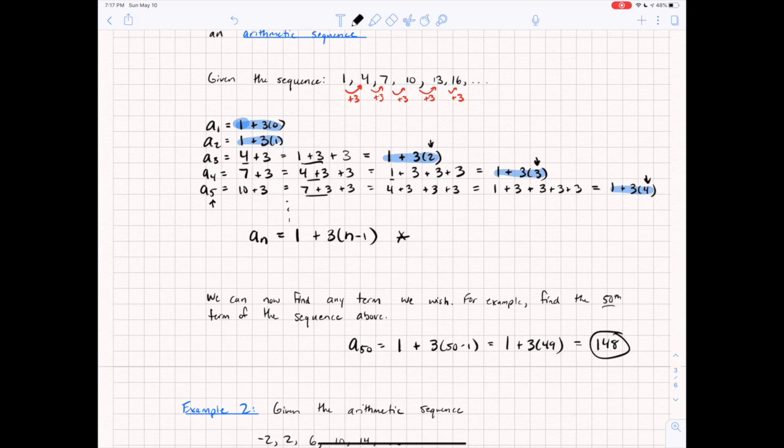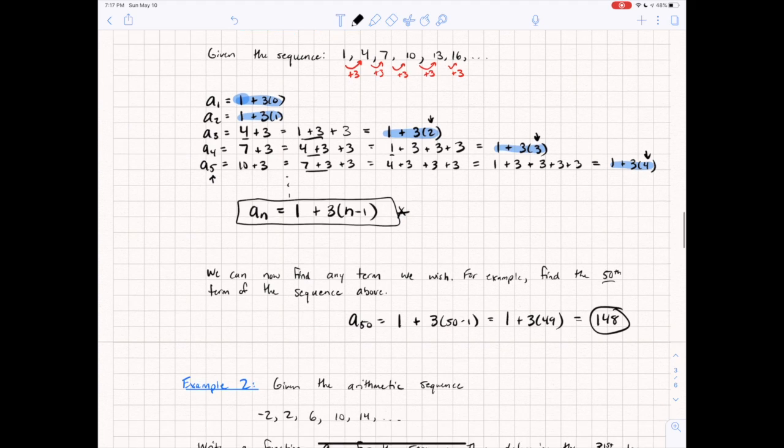And this keeps me from having to add 3 a bunch of times to get to this entry, which we could do, but it would take so much time and is so inefficient. So this method, this shortcut, this formula, gives us a general way to do it. So let's take a look at another arithmetic sequence with different numbers and see if this pattern still holds, so then we can come up with a general expression.